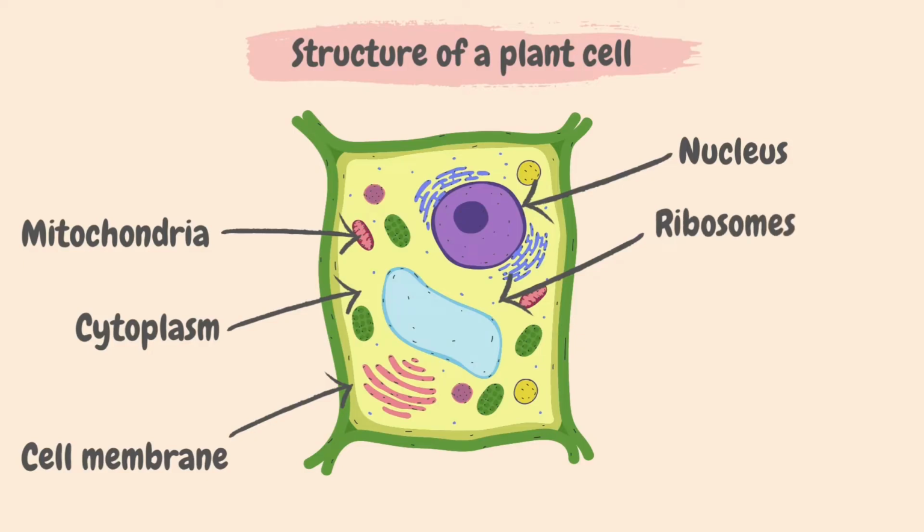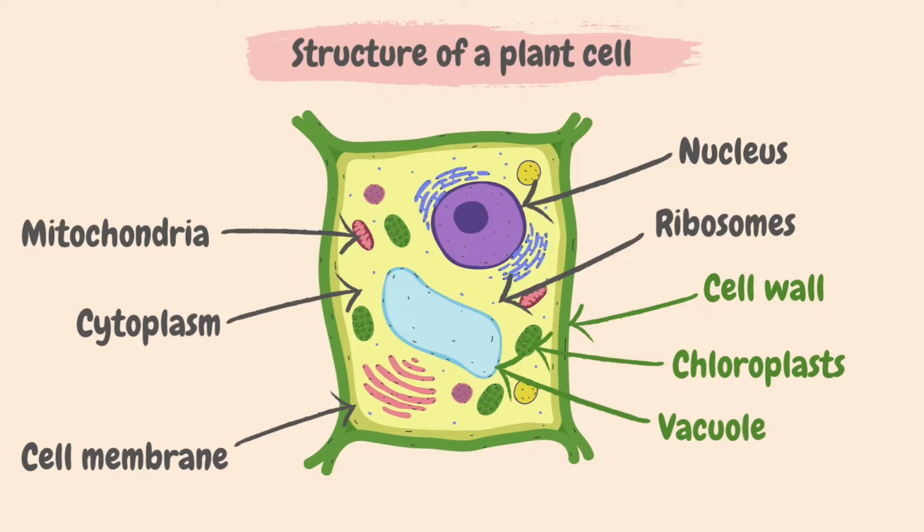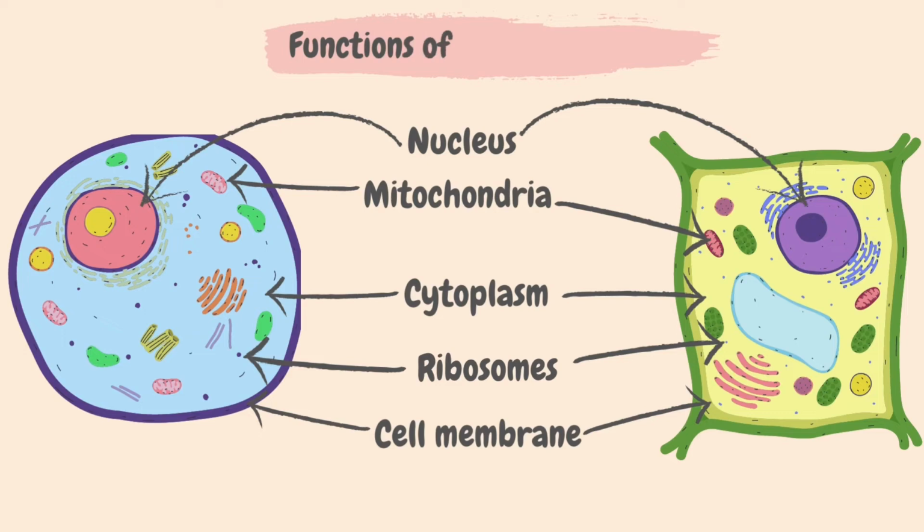The additional organelles that a plant cell has are shown in green. This is the cell wall that's made of cellulose. These are chloroplasts that contain the green pigment chlorophyll. This is a vacuole that contains cell sap. Once again, the organelles common to both an animal cell and a plant cell are nucleus, mitochondria, cytoplasm, ribosomes, and cell membrane. And we will now look at the functions of these parts of a cell.